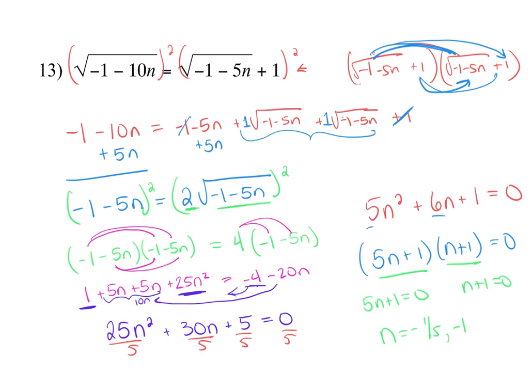That's true. And if I plug in the 1/5, this turns into a 2, so negative 1 plus 2, that's the square root of 1. This turns into a 1, so the square root of 0. So the square root of 1 equals 0 plus 1. So both of these work. Those are both my answers. Negative 1/5 and negative 1 are both of my answers there. They both work.